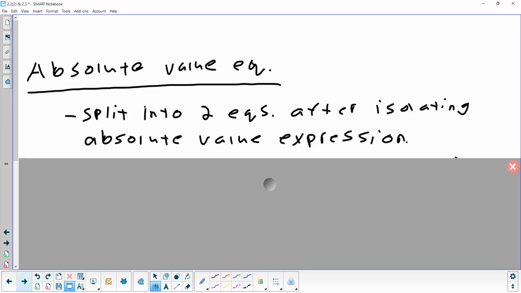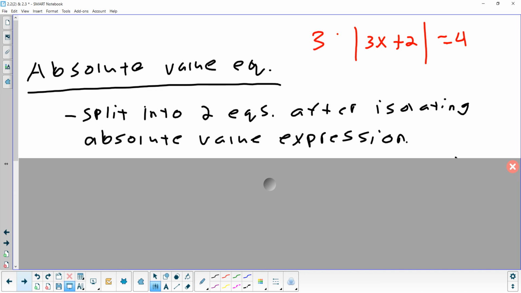The first thing we have to do is make sure that our absolute value expression is isolated. What I mean by isolated is this. Let's say this was your problem. That's an absolute value that is isolated. There's nothing else on the same side as the absolute value outside the bars. It's just an absolute value. Everything else is inside.